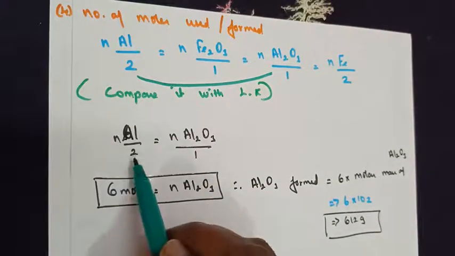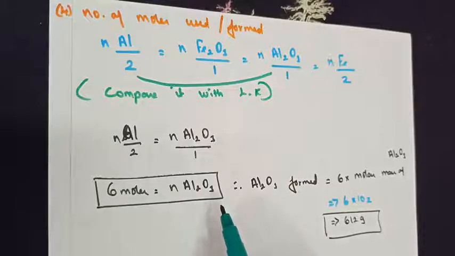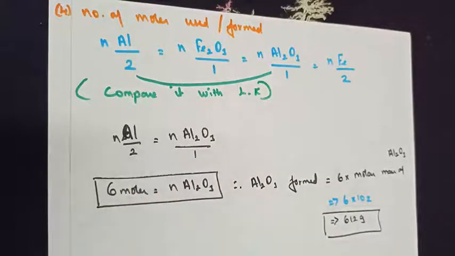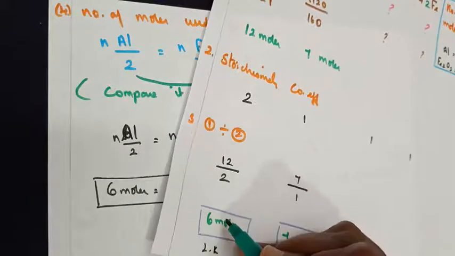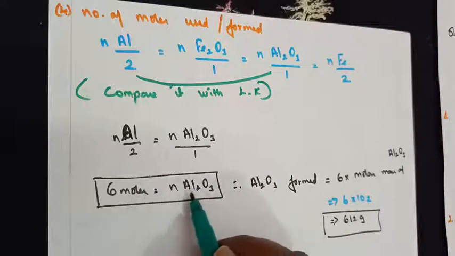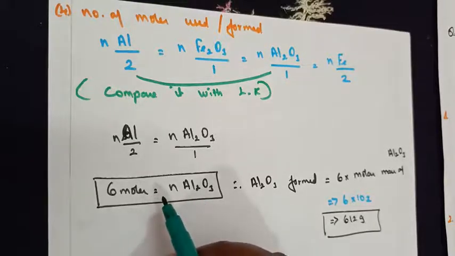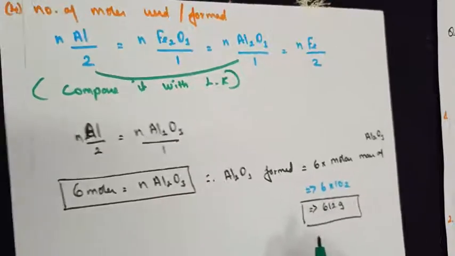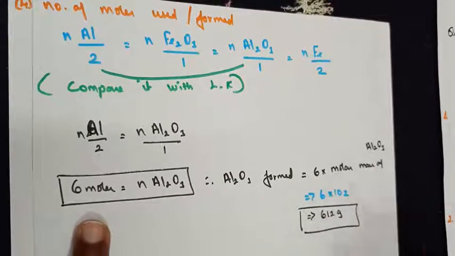As I told you, in terms of the limiting reagent, compare these two answers. That is, N of aluminium by 2 is equal to N of Al2O3 by 1. What's the value for aluminium we have calculated? That's 12 moles divided by 2. We get the final answer to be 6 moles. Therefore, 6 moles of alumina are formed. In terms of mass, we have to calculate the number of moles into the molar mass of alumina.